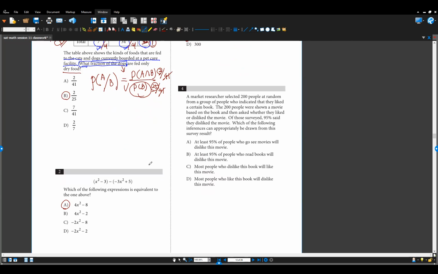Market research selected 200 people at random from a group that liked certain books. The 200 people were shown a movie based on the book and asked whether they liked or disliked the movie. Of those surveyed, 95% said they disliked the movie. Which of the following inferences can be drawn from this survey result?